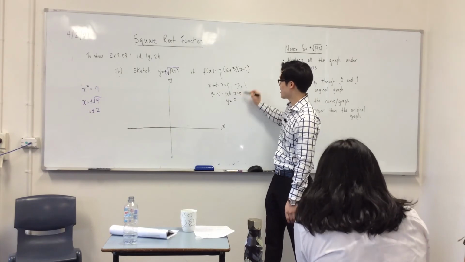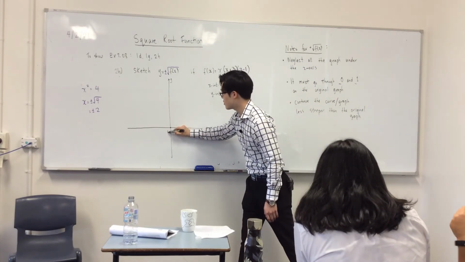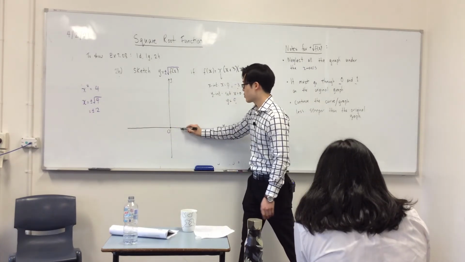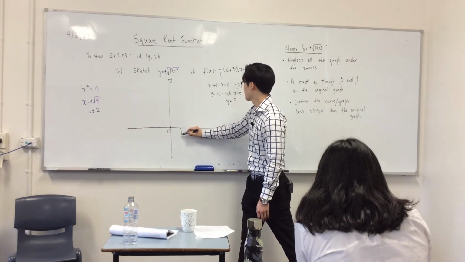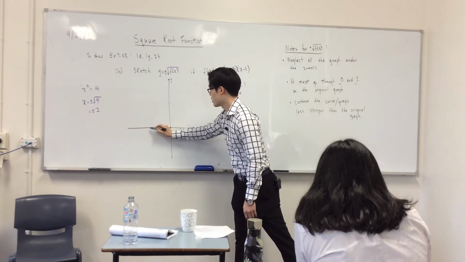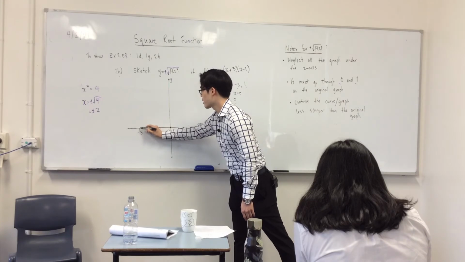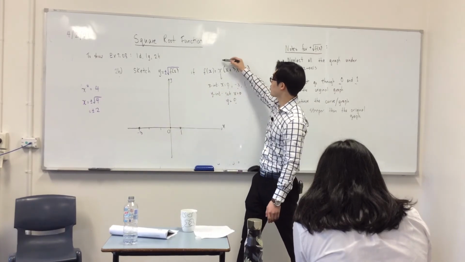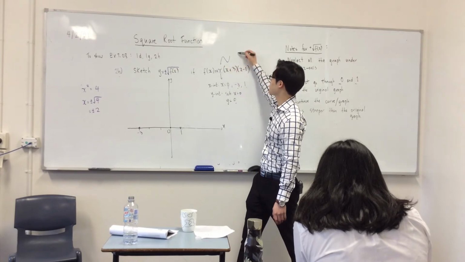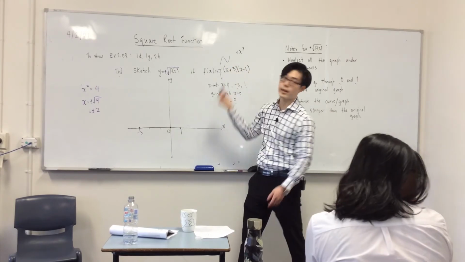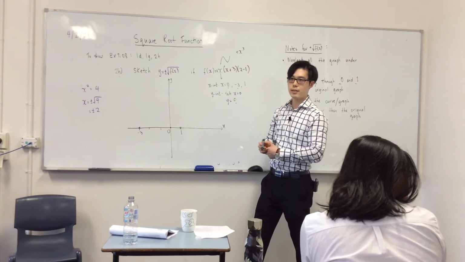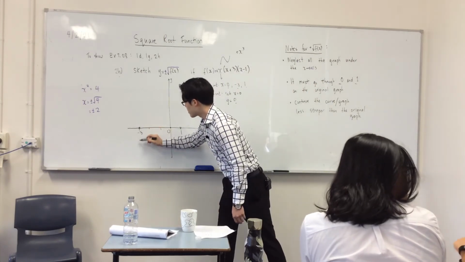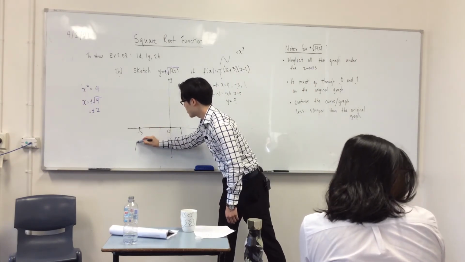Good. So let's label these points. It has to go through 0 in my original graph. It has to go through 1. It has to go through minus 3. So those 3 points, and that's that. And it's going to look like this because the highest power is x cubed if expanded out. Remember that? Polynomials? All right, so let's draw this graph.